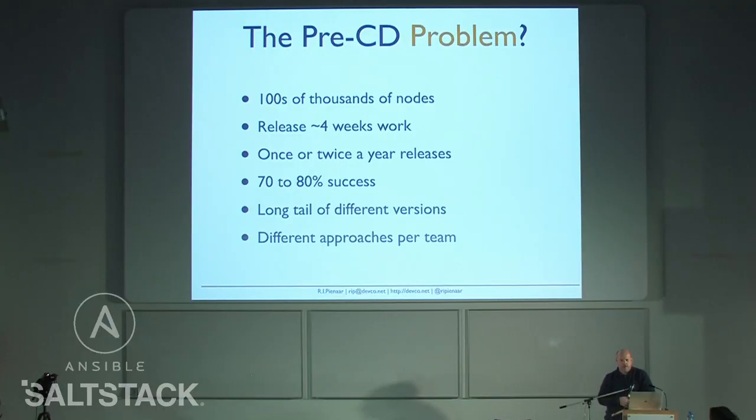Prior to building this tool, a release would take 4 weeks, and I'm being quite generous. It's probably closer to 6 weeks to do a release, because the whole team is tools down and everyone's deploying RPMs to machines and using various automation tools and whatever we could cobble together. This would happen once, maybe twice a year, and we had 70 or 80% success. I think the last time I was on that process, we had something like 78% of the machines successfully updated, which is not a success at all by any measure.